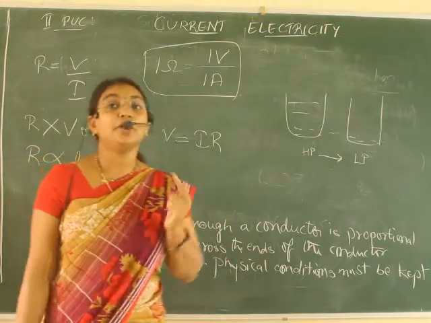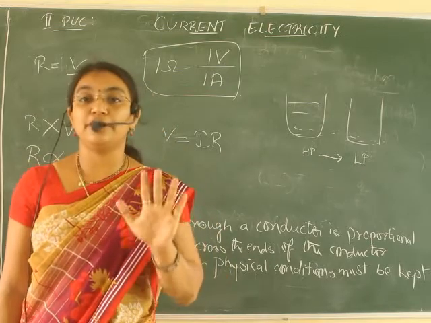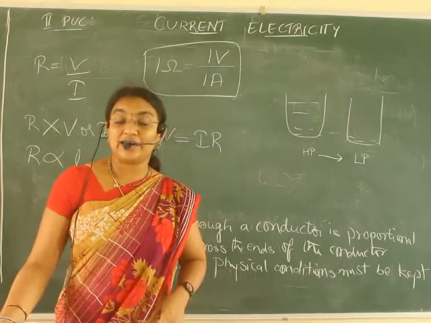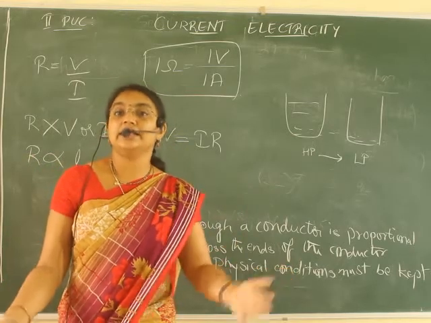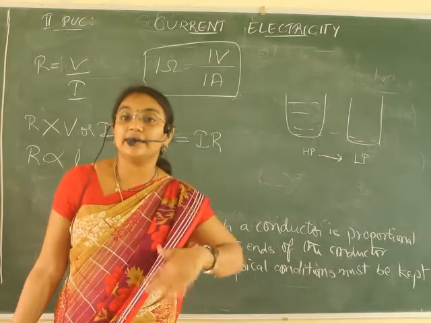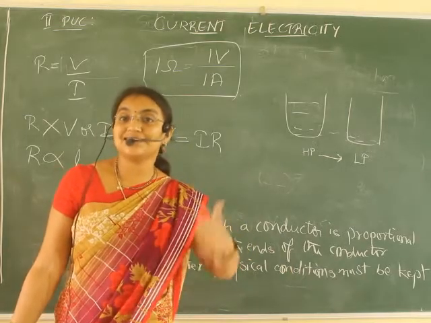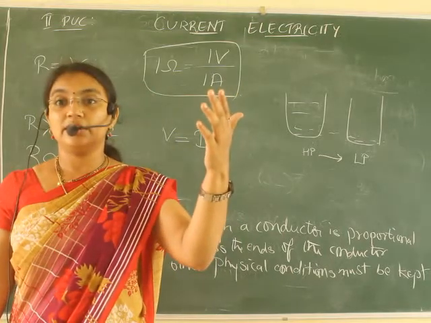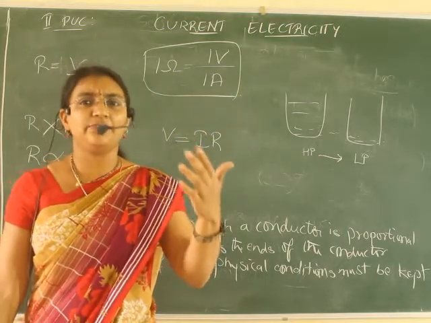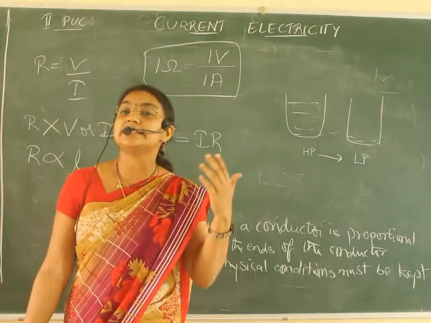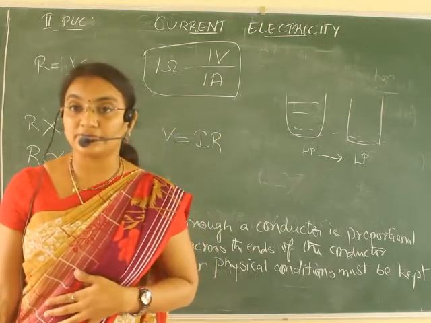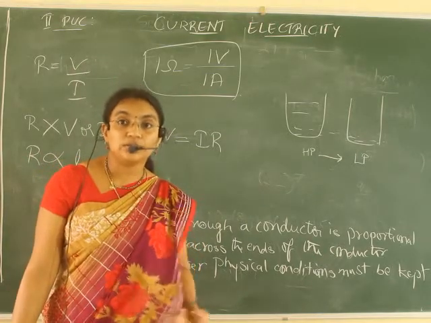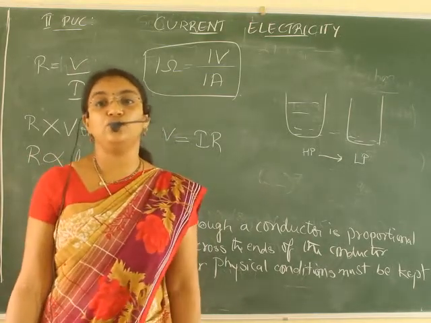One more thing I want to say here: resistance is nothing but opposition for the flow of charges. If resistance is higher, then the flow of current is less. The current produced is less. If R is very, very high, less amount of current flows. If R is low, then more amount of current flows.